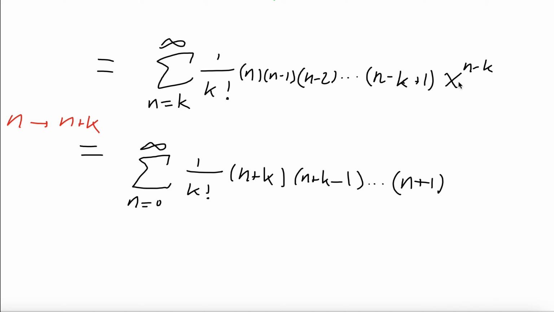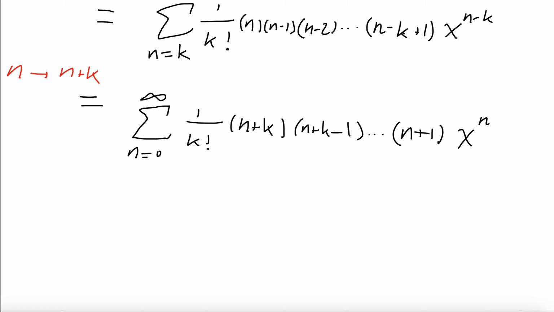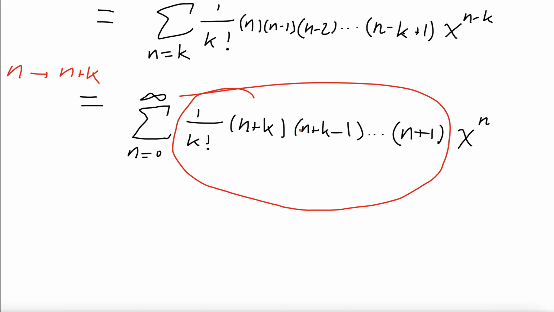And then that means x to the n minus k becomes x to the n plus k minus k, which gives us x to the n. So you can see how we already are getting closer and closer to the form of generating functions that we want. In fact, we are there because we have n equals 0 to infinity, and you have x to the n.